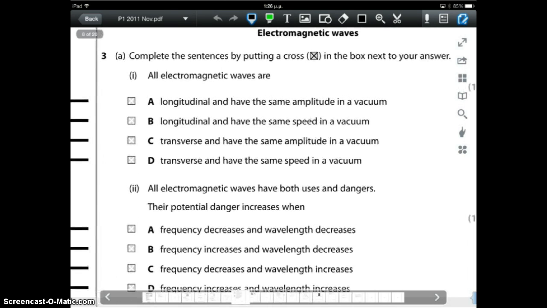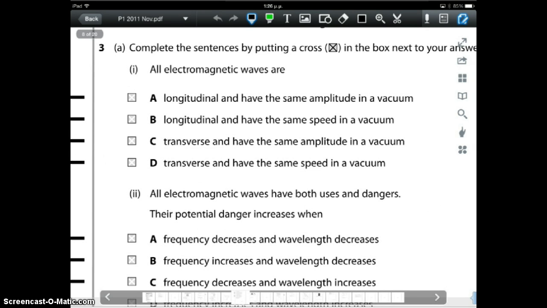All electromagnetic waves are longitudinal. That's wrong straight away. Electromagnetic waves are transverse. That rules out B also. C. Transverse and have the same amplitude in a vacuum. Now amplitude is like the brightness of a light wave. They wouldn't all have the same brightness, but D, transverse, correct, and they all have the same speed in vacuum. That's that 300 million meters per second.